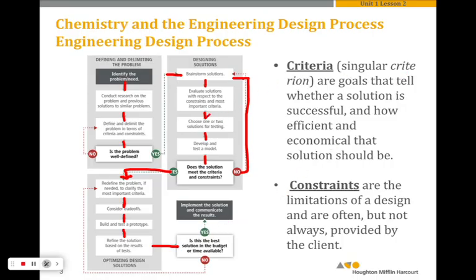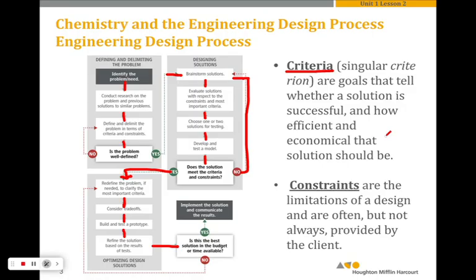So some of these words in this process might be confusing. We talk about criteria, which is the plural form; the singular form is criterion. Criteria are goals that tell us whether a solution is successful and how efficient and economical that solution should be. Whereas constraints are the limitations of a design. These are often but not always provided by the client.